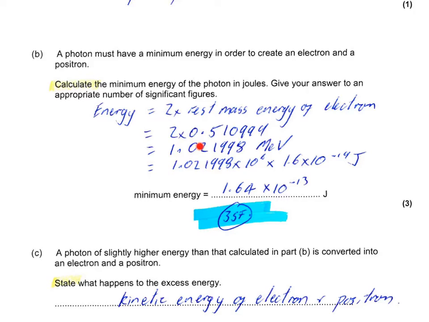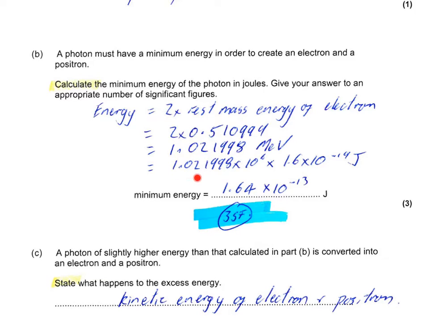That is 0.51099 in mega electron volts. So that's where the first mark was for getting to 1.021998 mega electron volts. But we were asked for it in joules, so we need to convert that into joules.